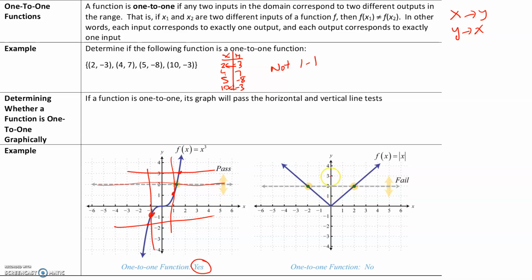This one, however, if I draw a vertical line, it hits the graph twice, which means the y value of 2 has two different x values, -2 and +2. So we have (-2, 2), and we have (+2, 2). Because the same y value has two different x values, this is not a one-to-one function.